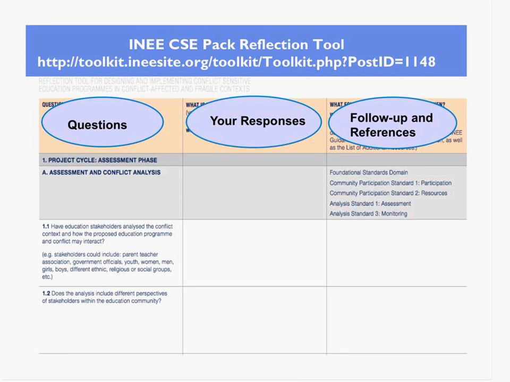It includes subheadings in gray that are the relevant sections of the INEE Conflict Sensitive Education tools, and it is organized according to the 5 domains of the INEE Minimum Standards. In this third column, you can see for assessment and conflict analysis a series of questions, and conflict sensitive strategies suggested in the Foundational Standards domain, the Community Participation Standard 1 on participation, or the Analysis Standard 1 on assessment, and several others. So that process, the first step is column 1, reflecting on your current program. The second step is answering those questions and identifying gaps in information. And the third step is the third column, and that's where you can research conflict-sensitive strategies to improve your program and commit to an action plan.